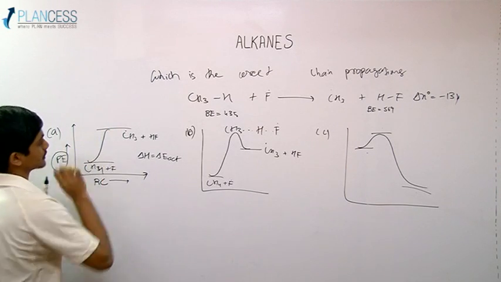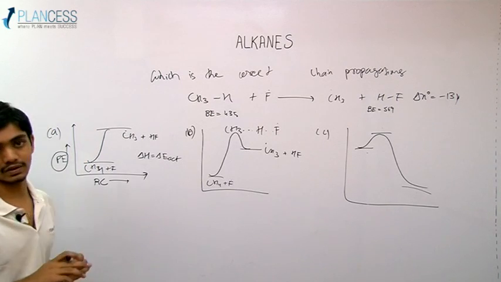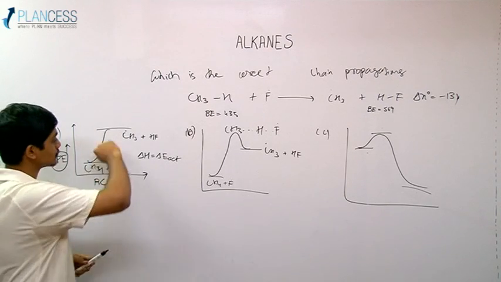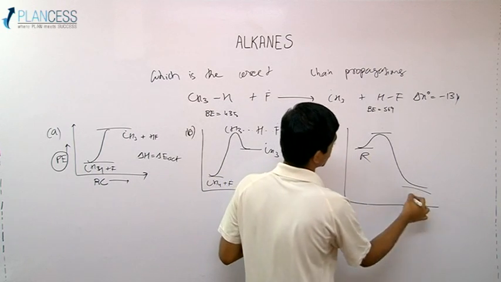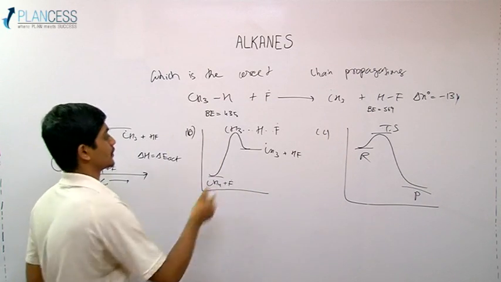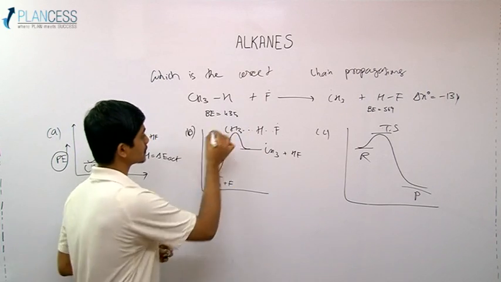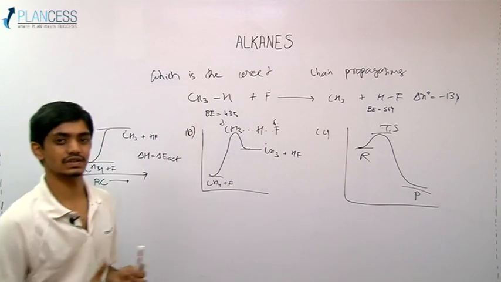These plots, the difference. Now here it starts from here and it ends over here. That means there is no peak in between, there is no energy barrier from the reactant while going to the product. Now what is this? This is partial free radical. This is called a transition state.